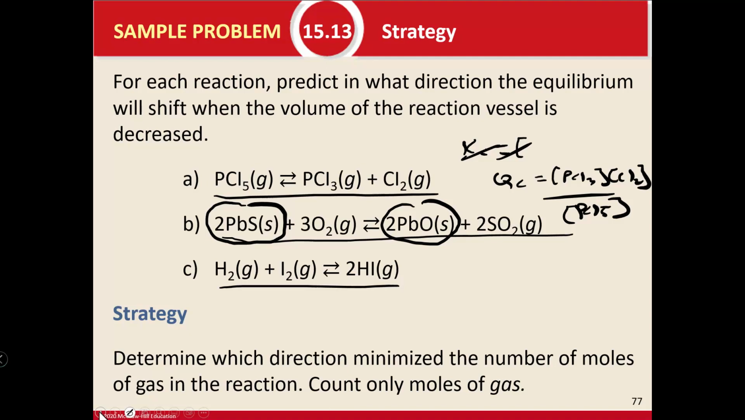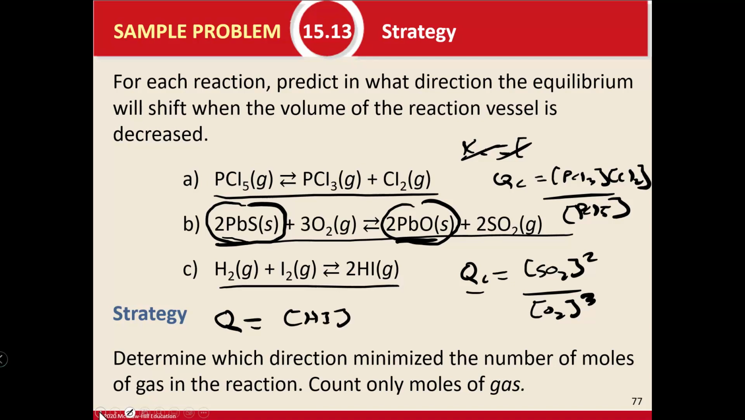For the second one there, I've got QC equals the sulfur dioxide raised to the second power divided by the oxygen raised to the third. Notice the lead 2 sulfide and the lead 2 oxide, they're constant. They're solid. So they're integrated into the reaction quotient already. And then this one down here, you have hydrogen iodide raised to the second power, and you're multiplying that times the hydrogen concentration times the iodine concentration.